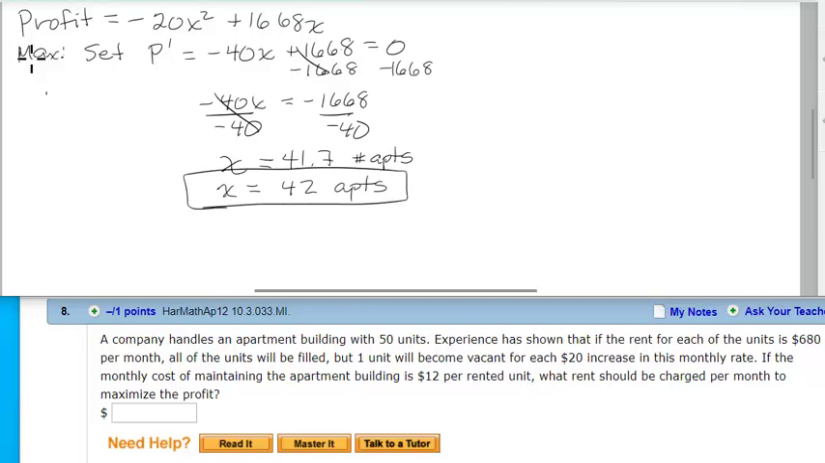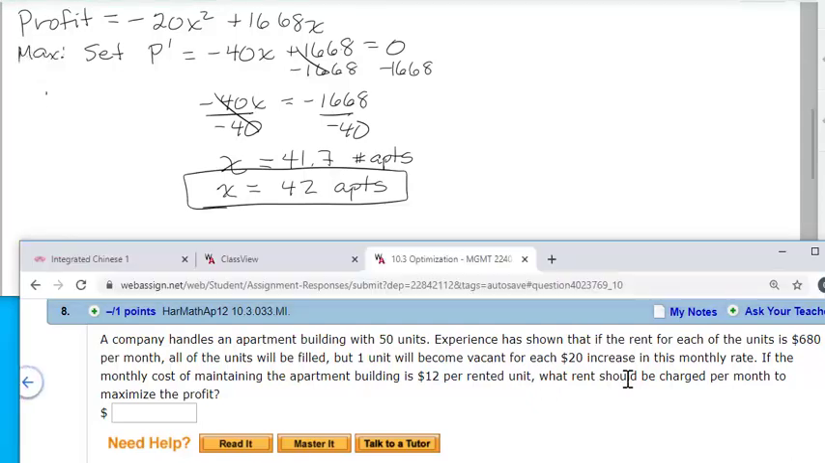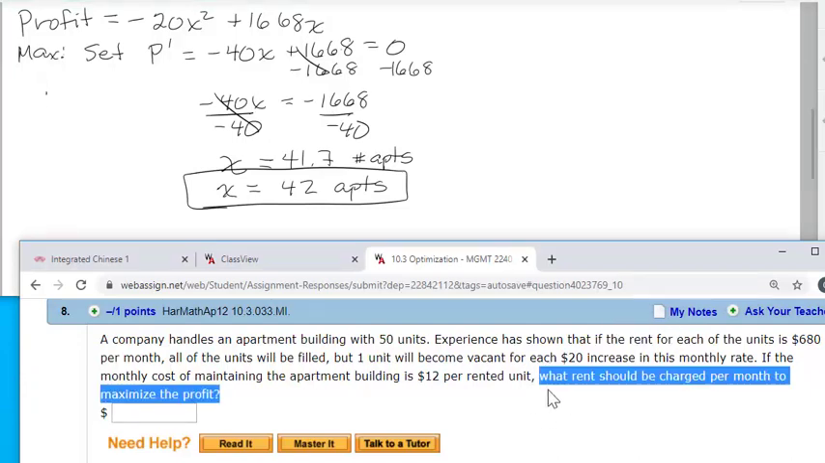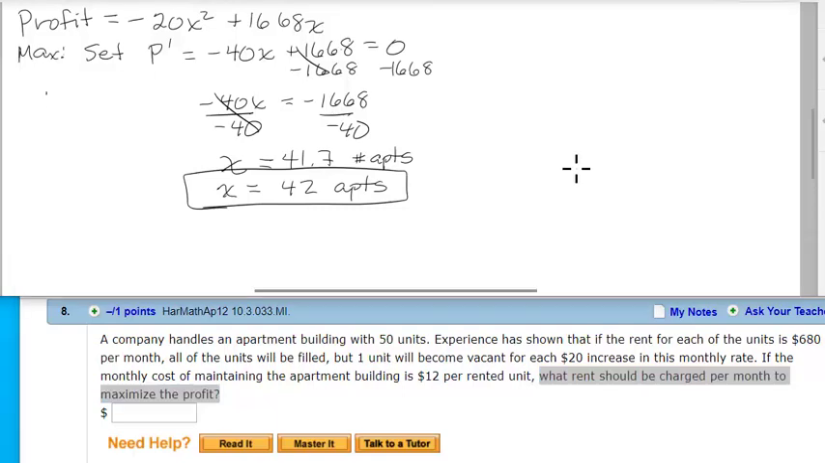Then I go down here, and that's not what they want. They want what rent should be charged per month. What I know so far is that I'll only have 42 apartments rented. Okay, so to find the rent, I can do that two different ways. I can go back and find the function that talked about price, which was this original little p function that we built from the 2 points.